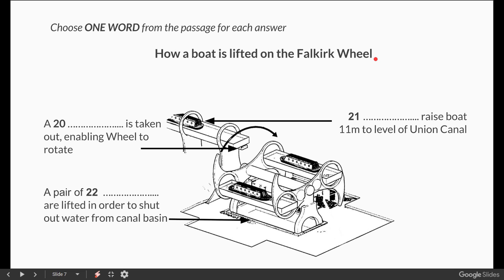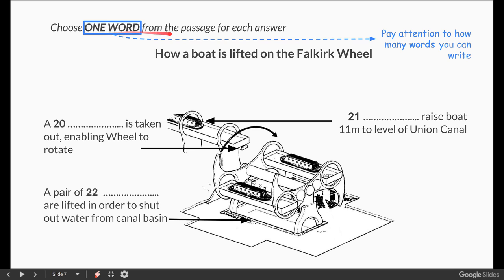The next thing to keep in mind is pay attention to this direction up here. It tells you that you can only choose one word. That's very important because if you don't follow this simple direction, then it tells the examiner that you don't understand English, because it's asking you to put an answer that is one word. And if you put an answer that is 2 words, well, you're going to get it marked wrong. So always pay attention to these directions.